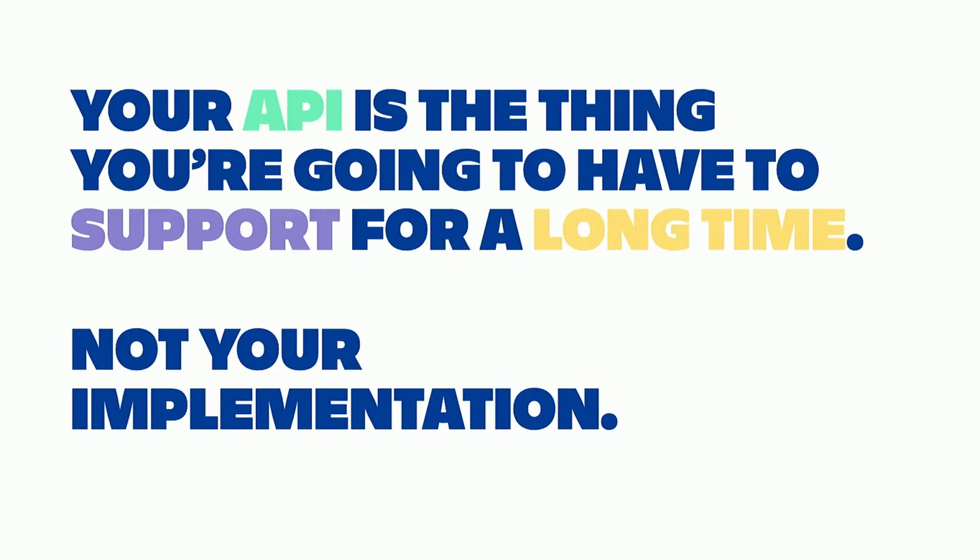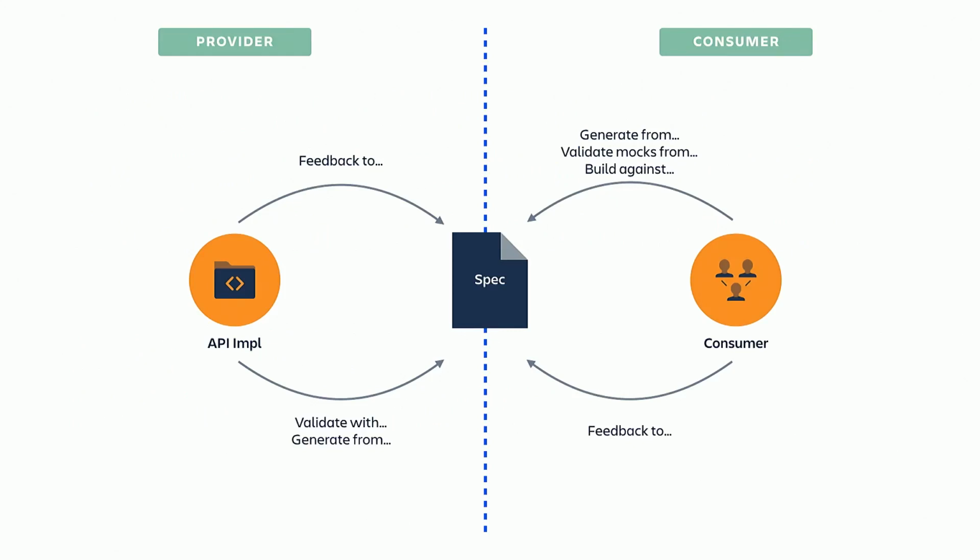Okay, so that's the tooling. So let's just wrap up and see where we've landed. So remember, your API is the thing that you're going to have to support for a long time, not your implementation. And with a spec-first approach, your API spec is the central component of your development lifecycle. It's the first-class citizen in your development effort, which really helps put the focus on your API and not on the implementation.